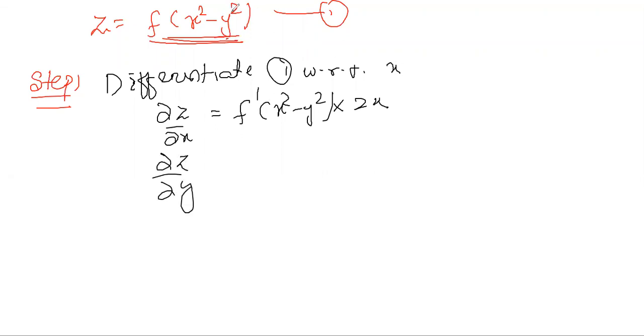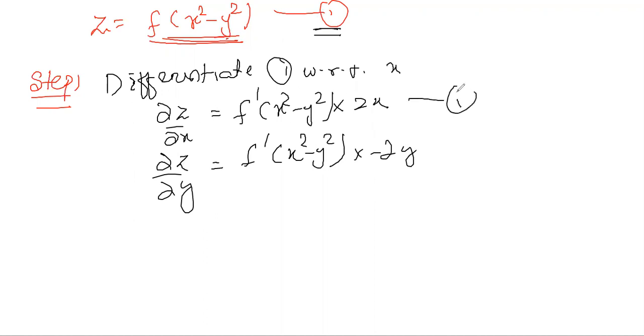Again, we can do del z by del y. This equation we again differentiate with respect to y. Then that is also written as f dash of x square minus y square into minus 2y. See, this is equation 2 and this is equation 3. We need to eliminate f from these equations. Then what will we do? Divide both the equations.